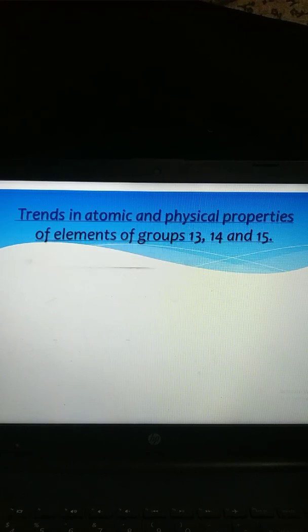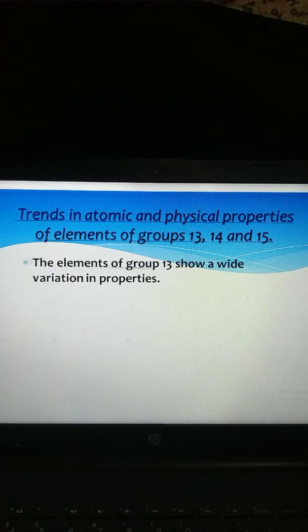Next, we are going to see trends in atomic and physical properties of elements of group 13, 14 and 15. What is the trend of atoms and their physical properties? The elements of group 13 show a wide variation in properties. In group 13, boron is a metalloid. You might have heard the word metalloid. Metalloid means the substance has properties of both metal and non-metal, that is, it is in between metal and non-metals, therefore it is called a metalloid.